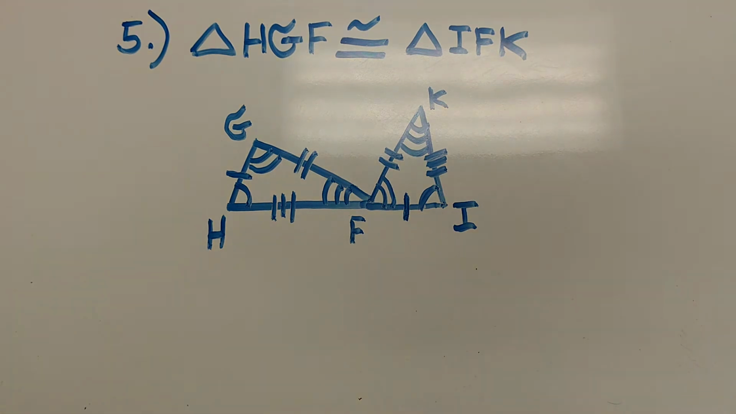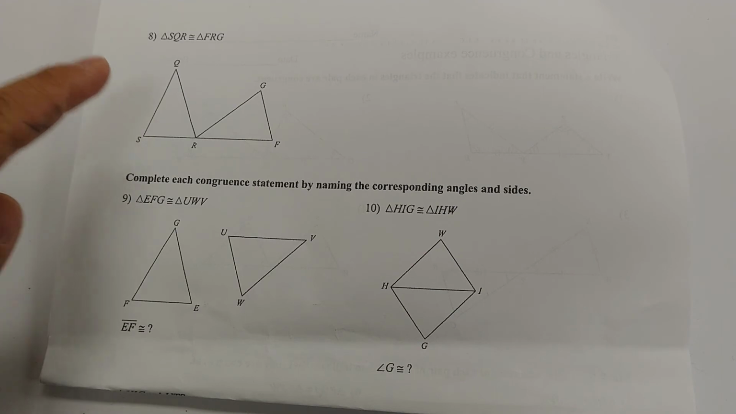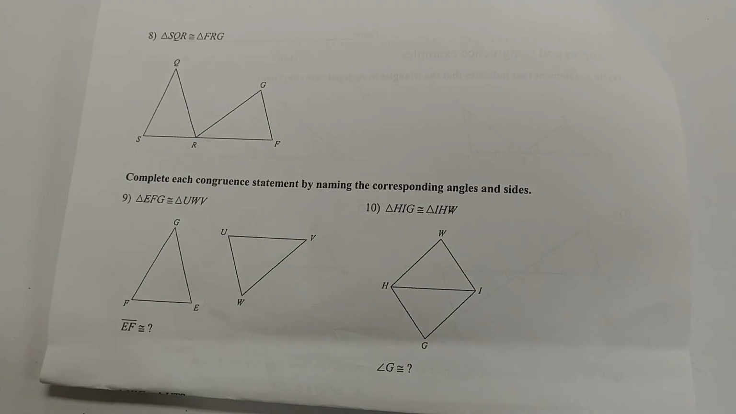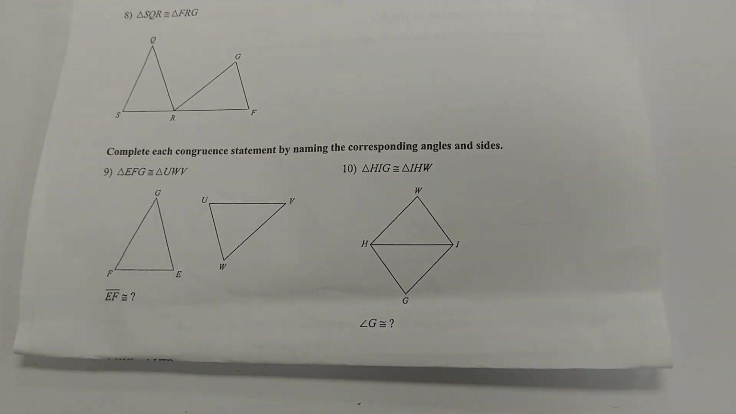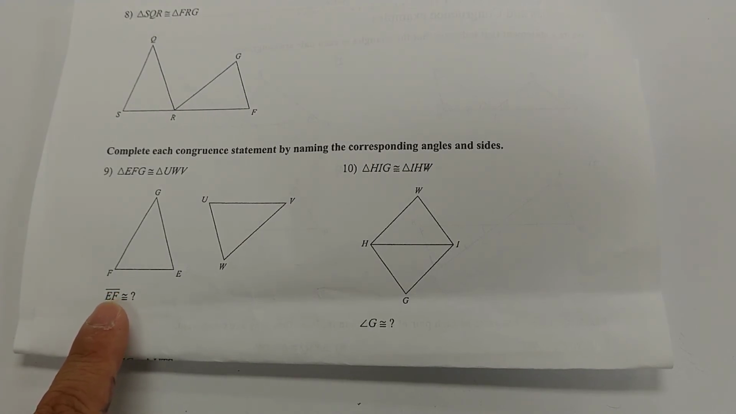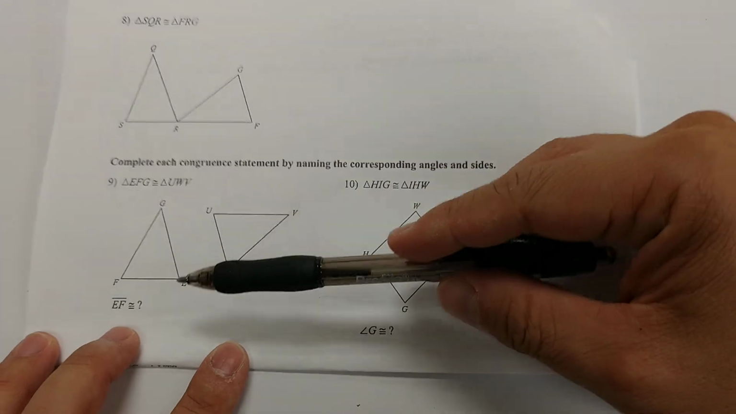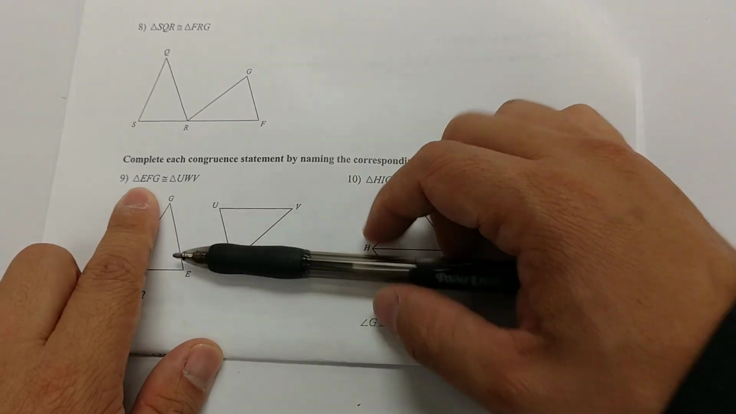Now we're going to go back to the back of the page on this worksheet. I just noticed that problem number 8 is on the back, so you do have to do 5 through 8 the way I just showed you in the previous example. Now for problem 9, 10, and all the way to 12, what you're going to do is pretty much just answer the question. When you see a little line on top of EF, that means segment EF. So take a look at your triangle here. EF is going to be these two segments here.